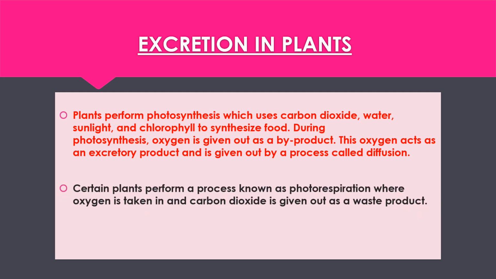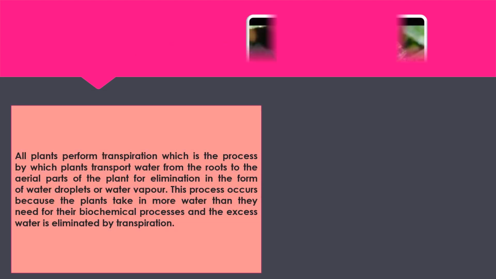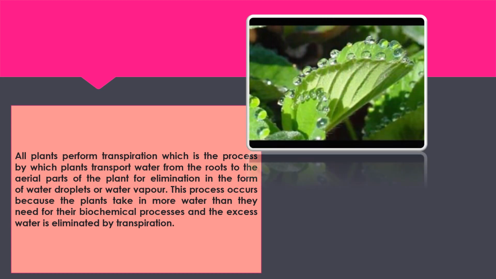Certain plants perform a process known as photorespiration, where oxygen is taken in and carbon dioxide is given out as a waste product. All plants perform transpiration, which is the process by which plants transport water from the roots to the aerial parts of the plant for elimination in the form of water droplets or water vapor. This process occurs because the plants take in more water than they need for their biochemical processes, and the excess water is eliminated by transpiration.